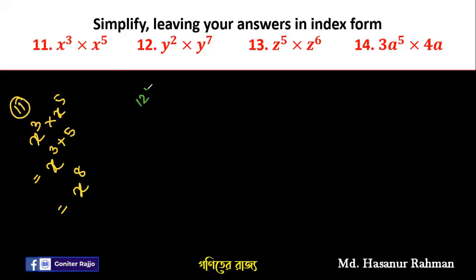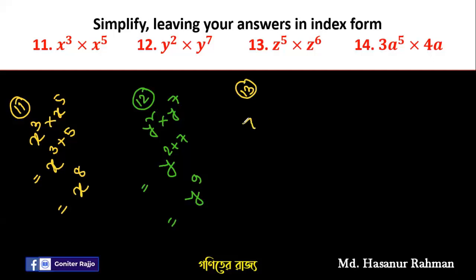Now number 12. Number 12 says y square multiplied by y to the power 7. Since bases are the same, we have to add the powers. So 2 plus 7, that will be y to the power 9. Now number 13. Number 13 says z to the power 5 multiplied by z to the power 6. Since bases are the same, we have to add the indices. So the answer will be z to the power 5 plus 6, that will be 11.